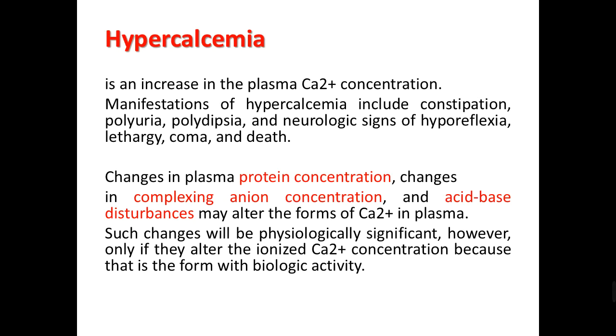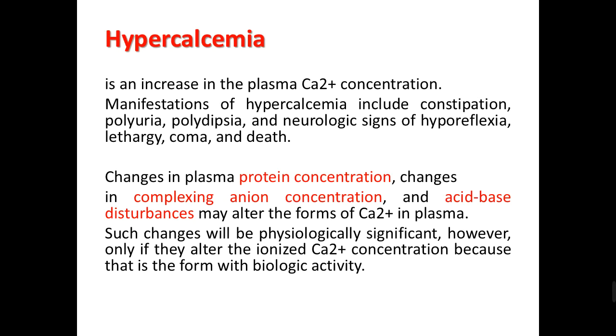Changes in protein concentration in plasma, changes in complexing anion concentration, and acid-base balance disturbance may alter the form of calcium in plasma. Such changes will be physiologically significant only if they alter the ionized calcium concentration, not the protein-bound calcium, because that is the form which is biologically active. The ionized calcium.